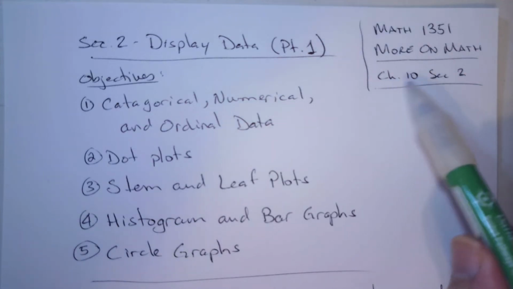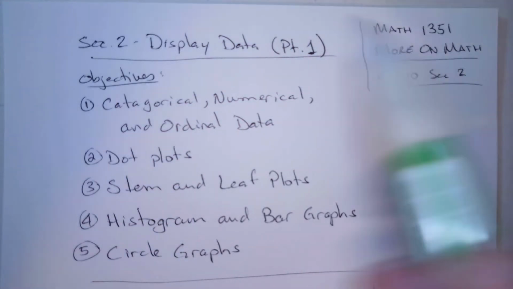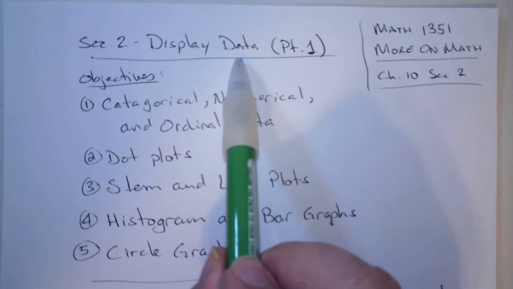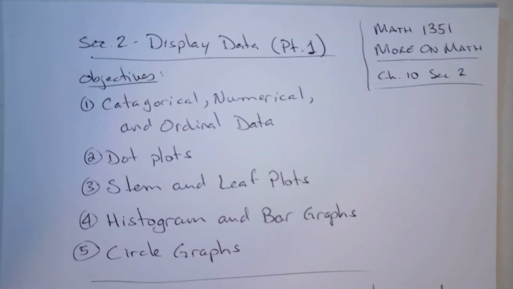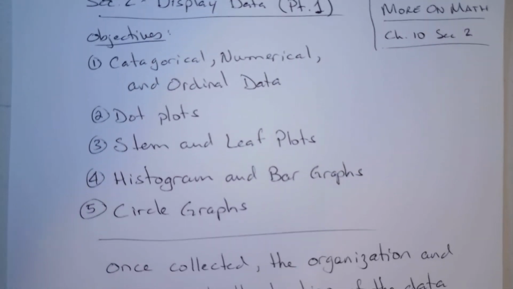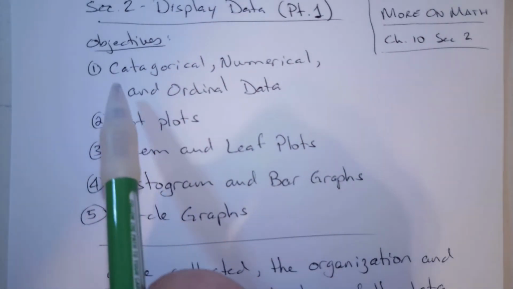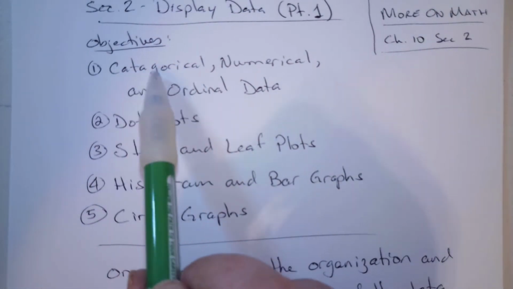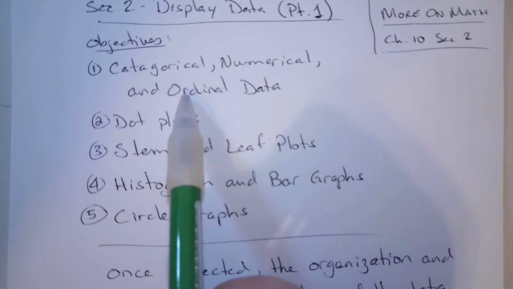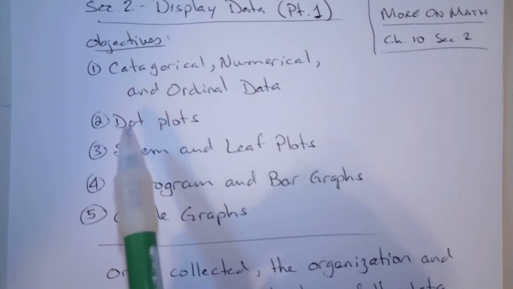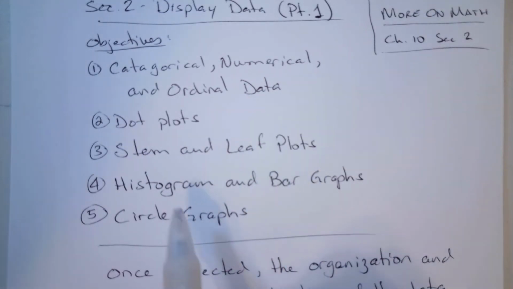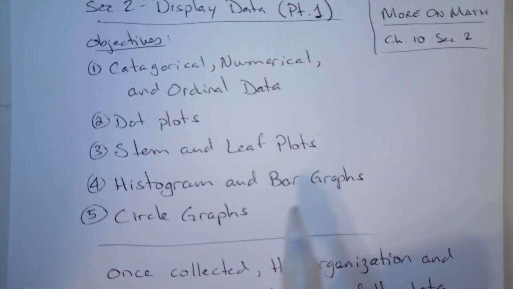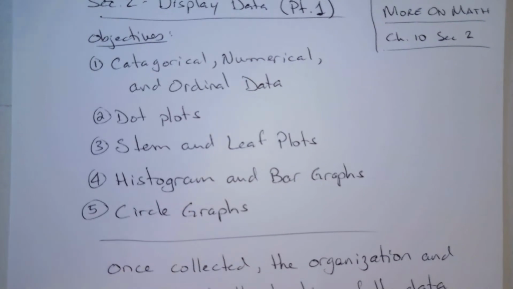Today we're going to talk about Chapter 10, Section 2. Section 2 deals with displaying data, Part 1, because you'll see why in a second. It's Part 1 and Part 2. The objectives of this section: we're going to discuss categorical, numerical, and ordinal data. We're going to look at dot plots, stem and leaf plots, histogram and bar graphs, and circle graphs.